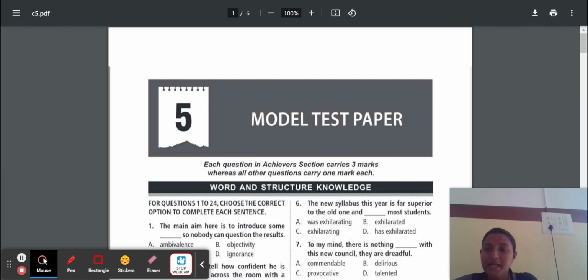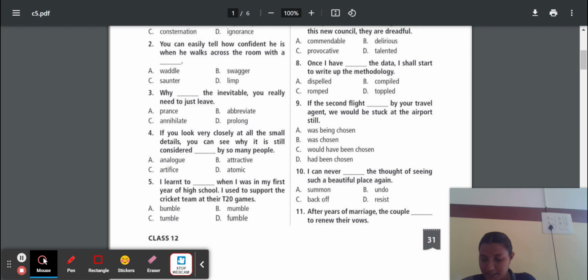Question number 1. The main aim here is to introduce some dash so nobody can question the results. Option A, ambivalence means the state of having mixed feelings. Option B, objectivity means base their opinions on facts. Option C, consternation means a sudden alarming amazement. Option D, ignorance means a lack of information. Answer for the question is option B, objectivity.